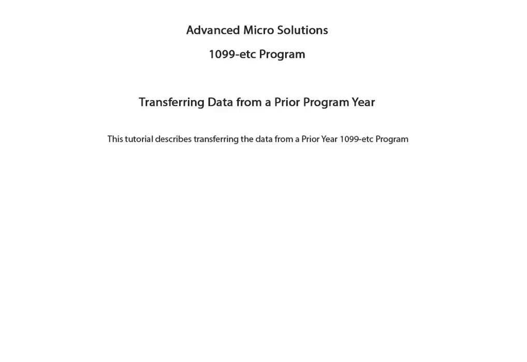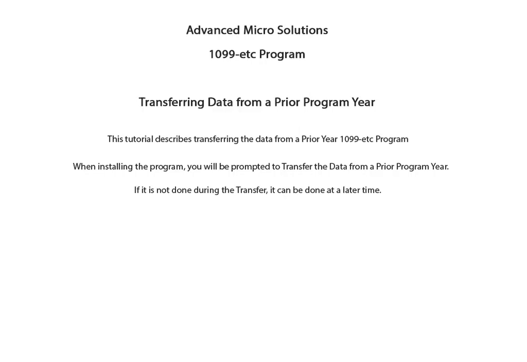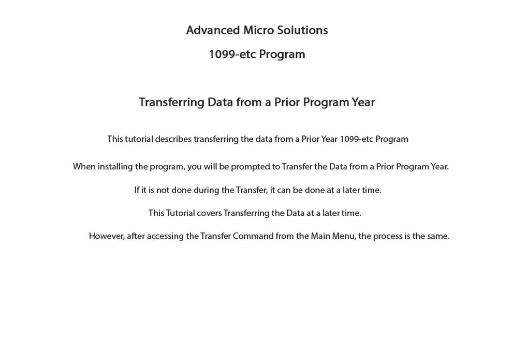This tutorial describes transferring the data from a prior year 1099 ETC program. When installing the program, you will be prompted to transfer the data from a prior program year. If it is not done during the transfer, it can be done at a later time. This tutorial covers transferring the data at a later time. However, after accessing the transfer command from the main menu, the process is the same.